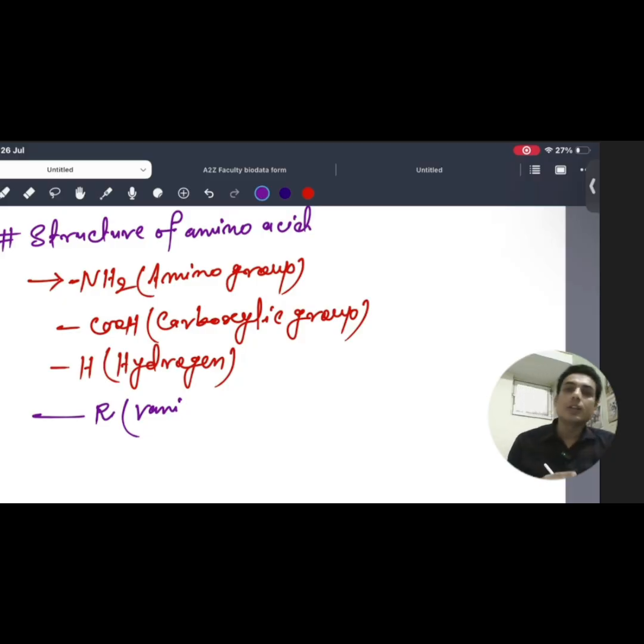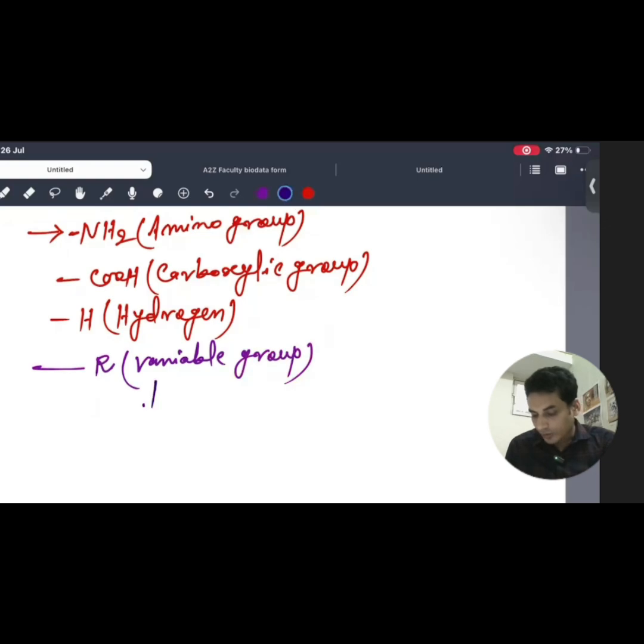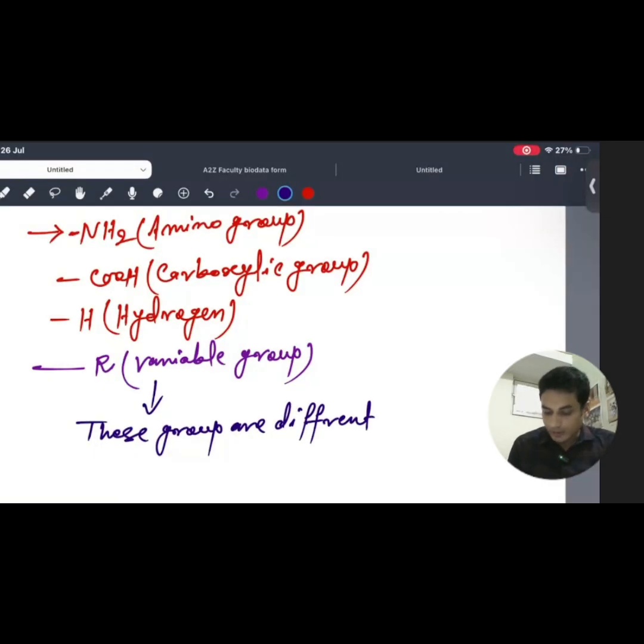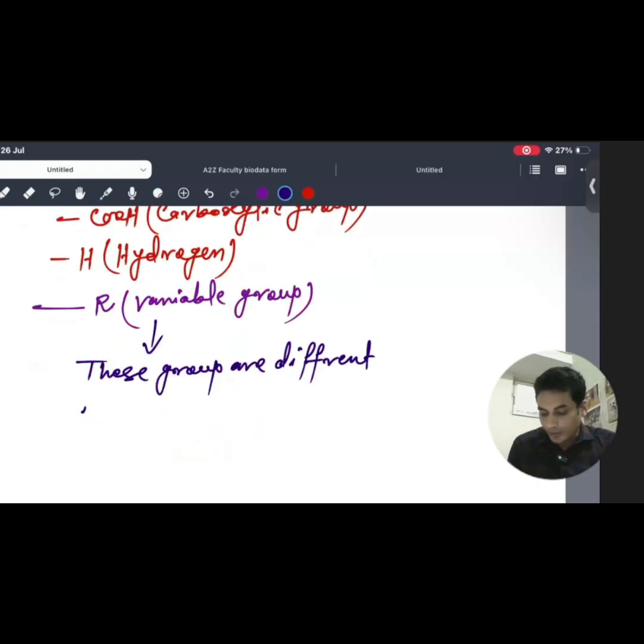This group is different in different amino acids.